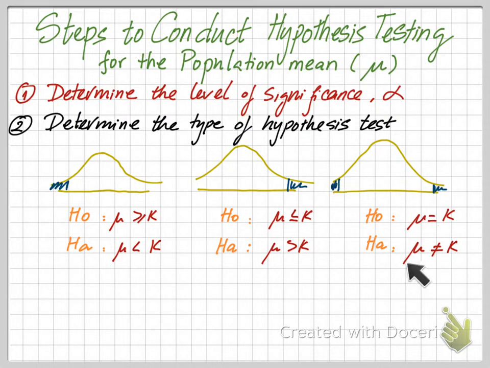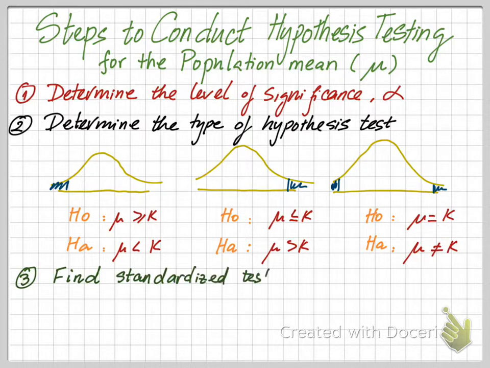So differences mean it can be less than or it can be greater than. So that's why you have a two-tail test here. And keep in mind that the null hypothesis always includes the equal sign. Could be greater than or equal to, less than or equal to a value. So you always have equal signs in the null hypothesis statement.